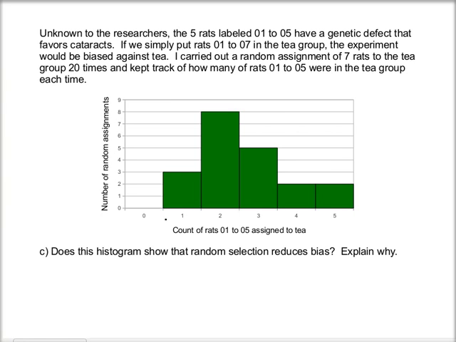Well, I would say that it does show that it reduces bias, because in most of the random assignments, 2 or 3 rats were assigned to the T group. And to have no bias, we want on average for half of the rats with the defect to be assigned to each group. So we would want a mean here of 2.5, and in fact the mean for this histogram is 2.75, so it's a little bit higher but pretty close to 2.5, so it seems like that is good for reducing bias.